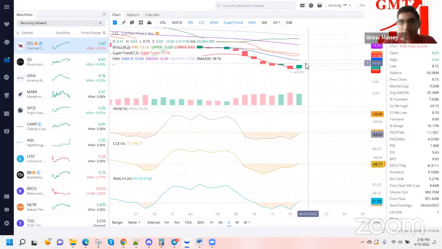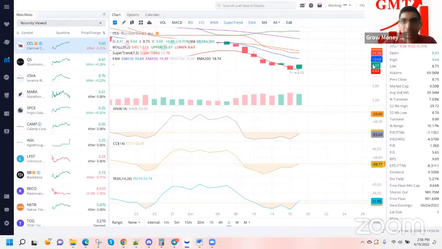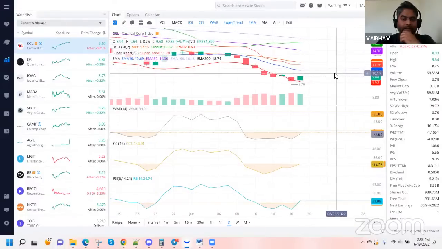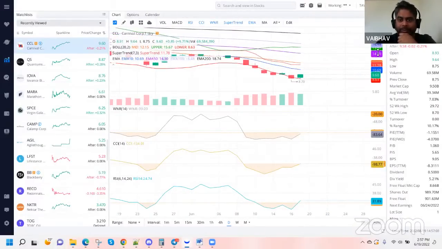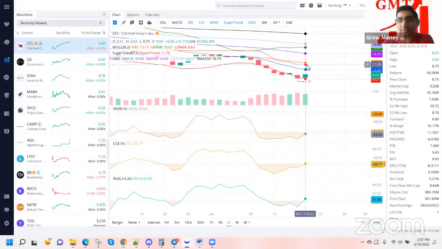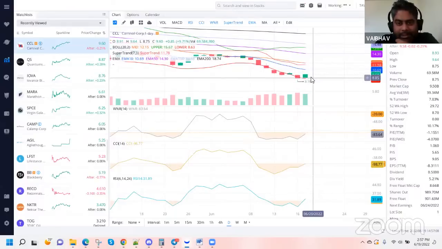It has also reversed. It closed higher than the previous day open price. The indicators have reversed up. Are you currently holding, or would you like to? I'm at a loss and just want to exit. So I was looking at how it's going to look next week. So what's your average price? It's around 10.